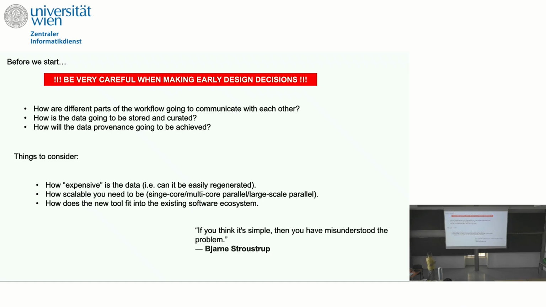I'm going to start here with the quote of Björn Stroustrup: if you think it's simple, then you probably misunderstood the problem. I am deliberately a little bit cynical here, because a lot of physicists make this mistake. It's kind of simple, I start coding, and then I end up with 15,000 lines of spaghetti code, which is called version 3B, 15th of May. You know what's going on.